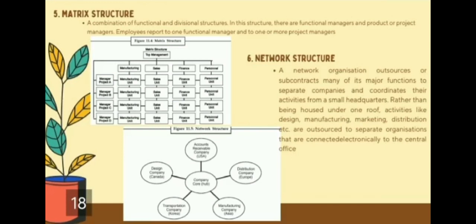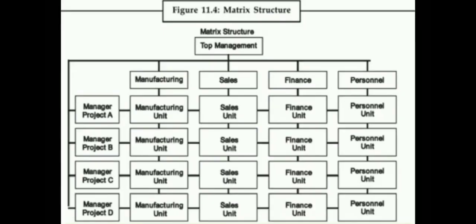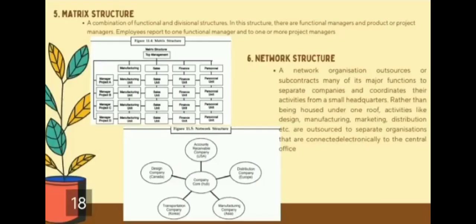And these are the list of matrix structure. Matrix structure is a combination of two or more types of organizational structure. It is a way of arranging business so that you set up reporting relationships. So in matrix structure, employees report to one functional manager and to one or more project managers.